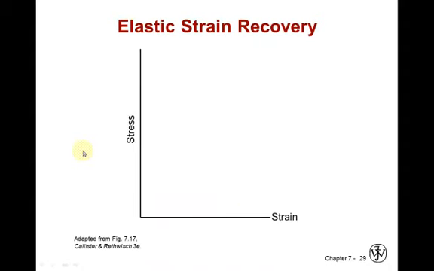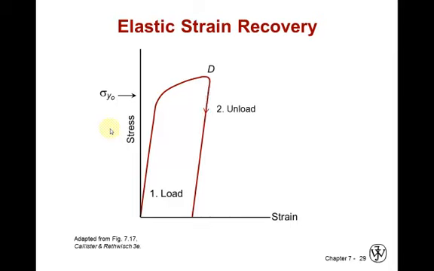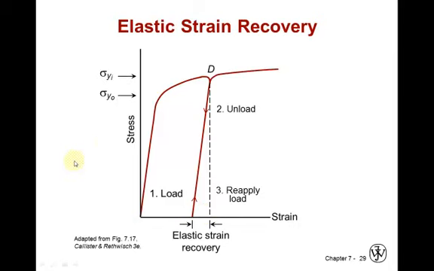Let's look at elastic strain recovery. Initially we load a material, and here is our initial yield stress. But then again, back to resilience, we unload it, and it comes back down. Now it'll come back down at the same slope as it initially went up, and this will be its plastic strain, and this will be the elastic strain recovery. We can load it back up again, and we have a new yield stress. If we do this often enough, it will eventually strain so far that it will fracture.